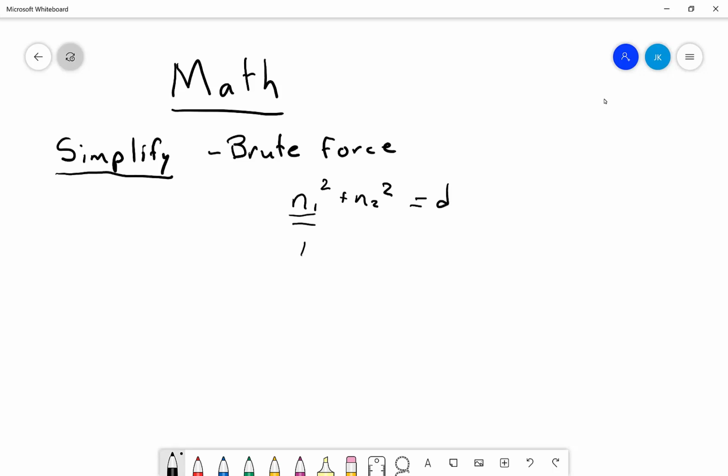Well, if you just iterate through n1, then you can just compute d minus n1 squared and take the square root of that, and this is going to be what n2 is. And so by mathematically saying we know what the equation for n2 is, we don't have to iterate through the values. We don't have to check all of them. So we could maybe only iterate through one of them. Okay, so that's the reason why we would want to use these mathematical forms.